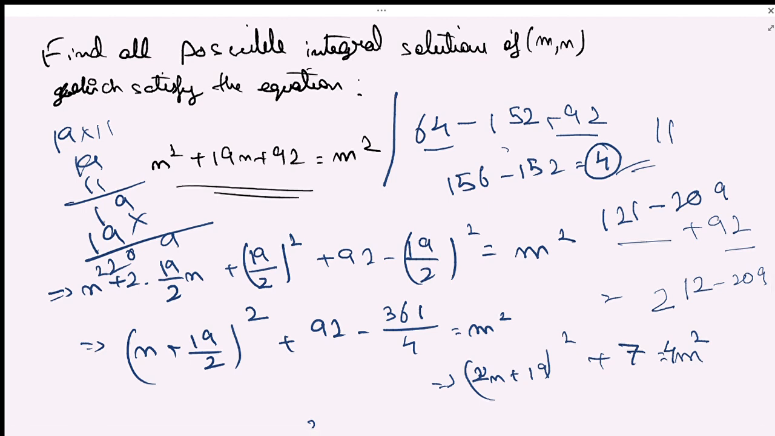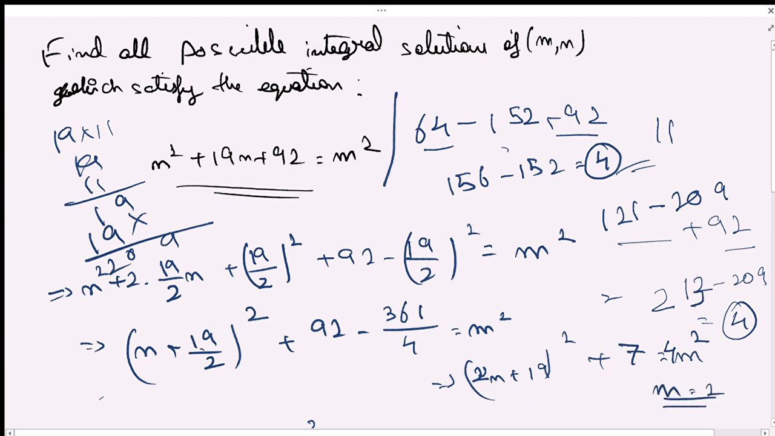So 121 plus 92 makes 213. Yeah, I have made a mistake here. This becomes 213. Clear? So this becomes 213 minus 209, and you are getting the value of this equal to 4. Therefore m equals to 2 is correct.